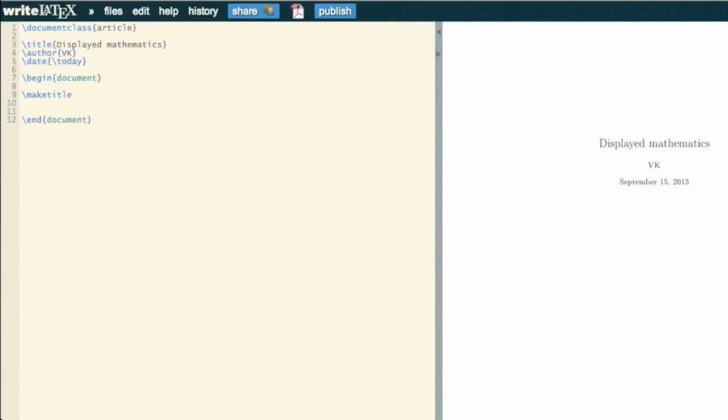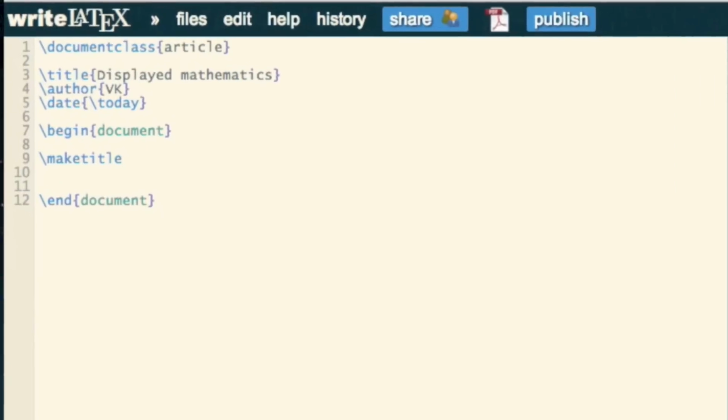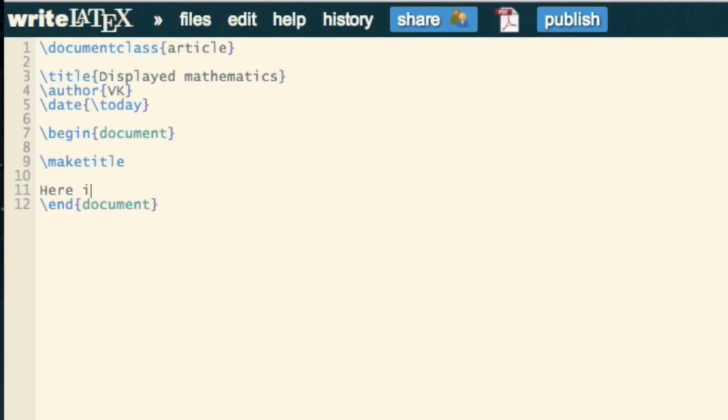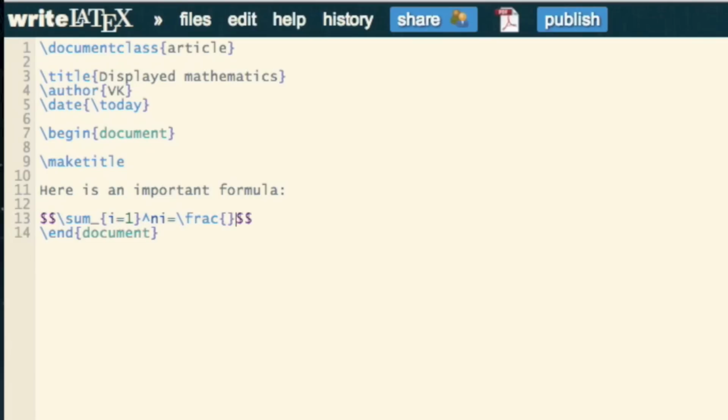We can also include some displayed mathematics. So for example, we can write, here is an important formula. And now we use double dollars. So $$ on each side, and we can write that the sum from i equals 1 to n of i is equal to \frac of n times n plus 1 divided by 2.